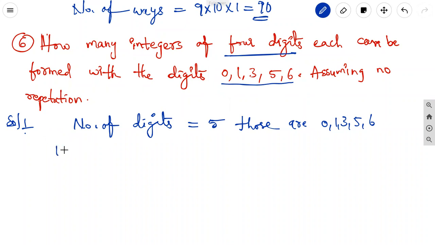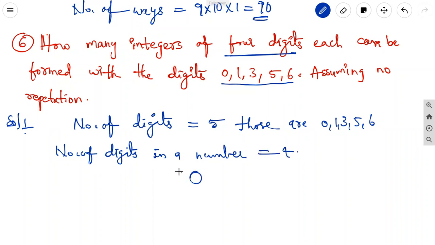Next, number of digits in a number. In a number, 4 digits. That is nothing but units, tens, hundreds, thousands. And here no repetition. Condition is no repetition.